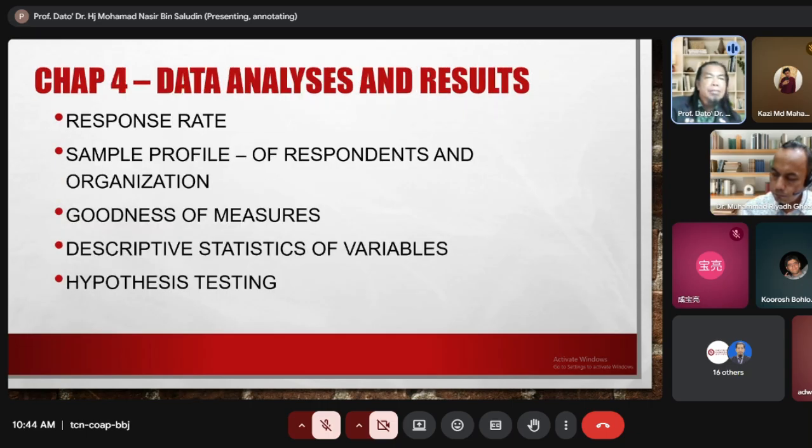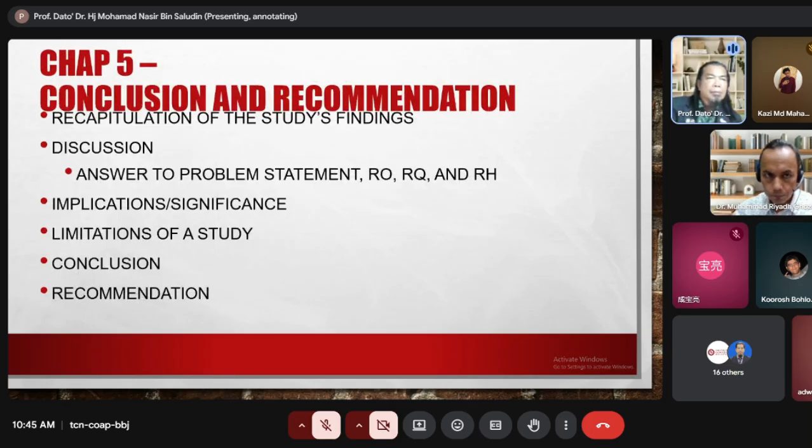Chapter 4, data analysis result: response rate, sample profile of respondents and organization, goodness of measure, descriptive statistics, variable hypothesis testing. Chapter 5, conclusion and recommendation: recap the study, discussion, answer the problem statement, RQ, RO, RH, implication, significance, limitation of study, conclusion, recommendation.